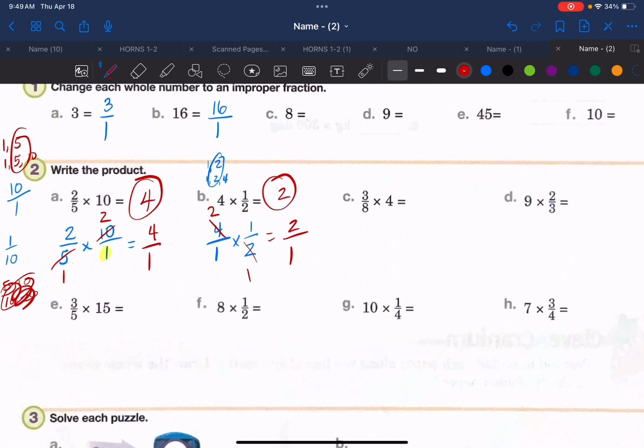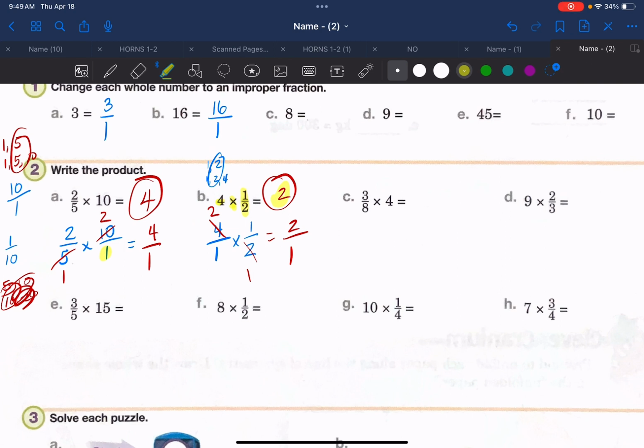Okay, and think about that. That one, especially since it's written as a half, if it says 4 times 1/2, that's saying 1/2 of 4. Well, what is 1/2 of 4? 2. So that makes sense. We got our answer right.